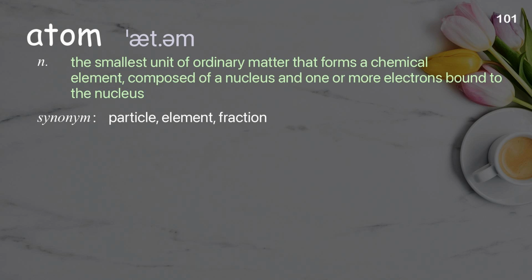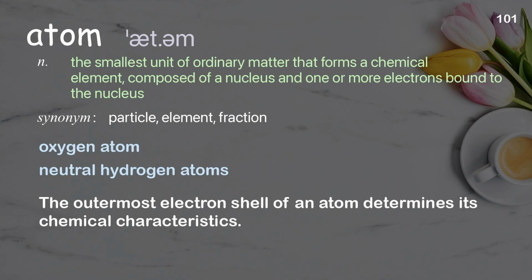Atom: The smallest unit of ordinary matter that forms a chemical element, composed of a nucleus and one or more electrons bound to the nucleus. Examples: oxygen atom, neutral hydrogen atoms. The outermost electron shell of an atom determines its chemical characteristics.